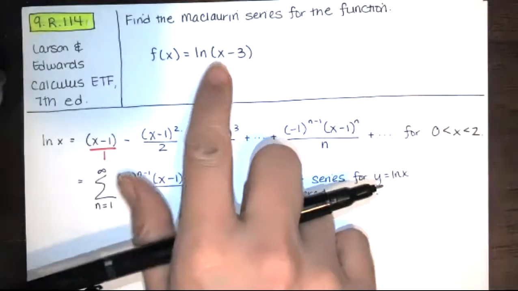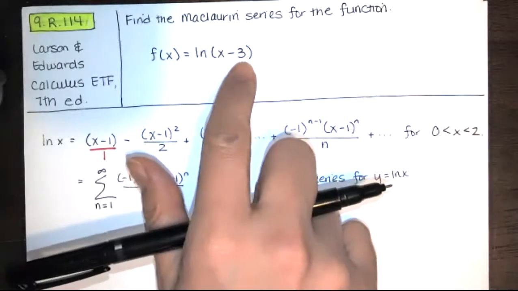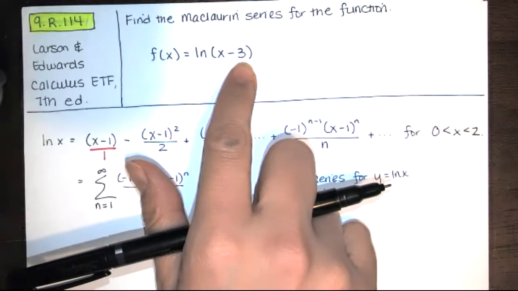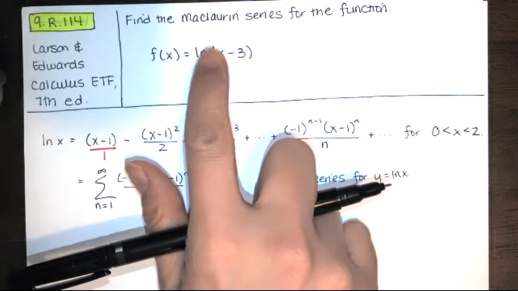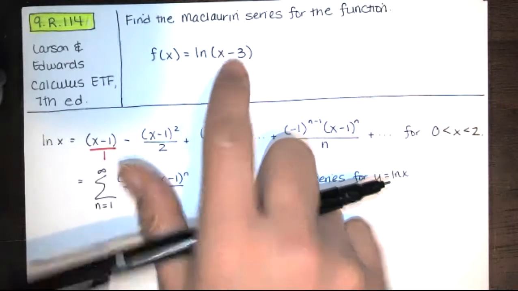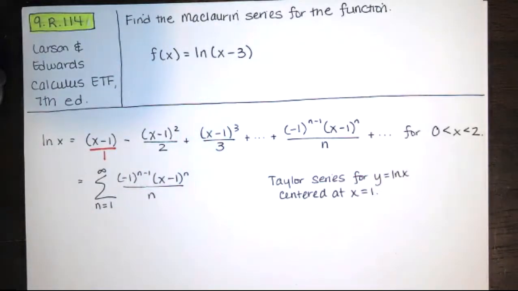We couldn't find, well, maybe we shouldn't try to even find the Maclaurin series for this function, because that would require us to center our answer at x equals 0, and natural log of negative 3 is undefined. It's not going to give us a real number. It actually gives us a complex number, but we're not interested in those complex numbers in this class.